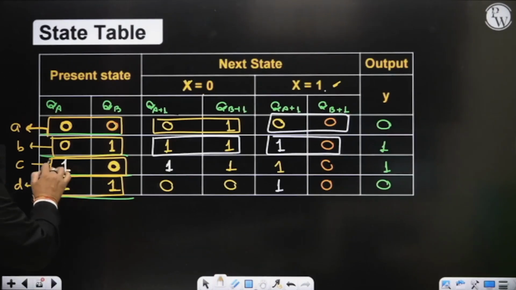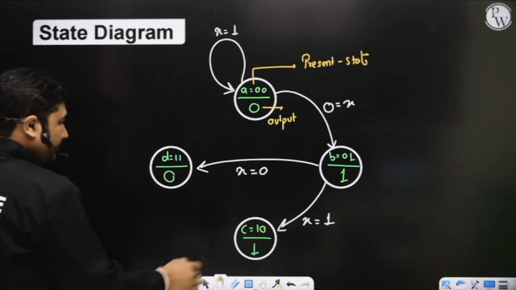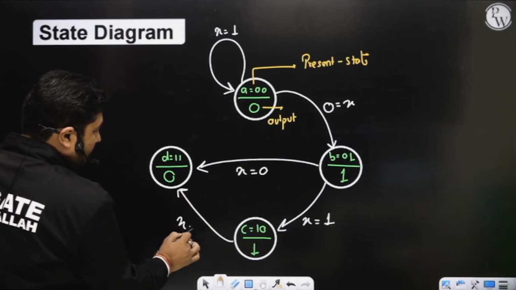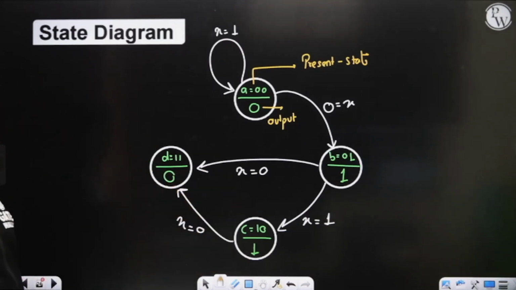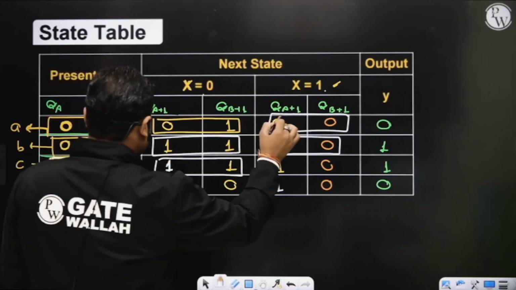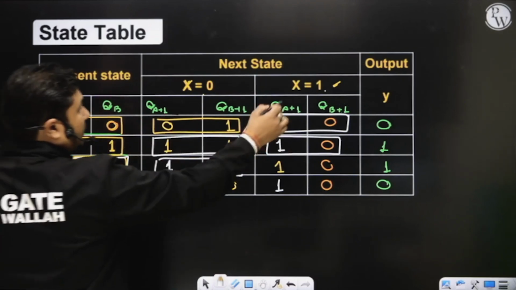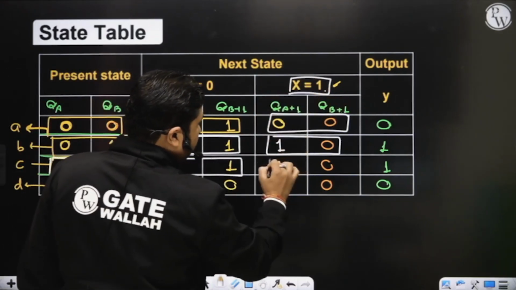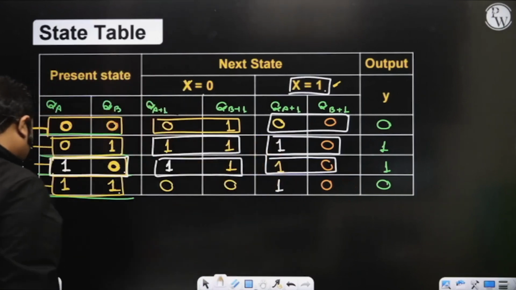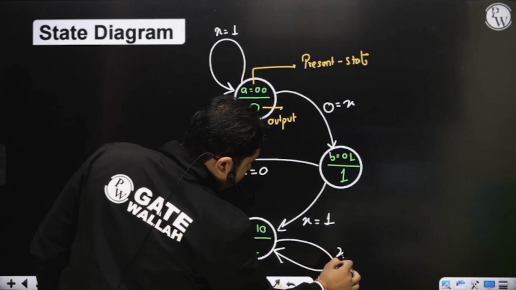Present state C, output 1 0. With x equals 0, it goes to next state D. Present state D, present state C with x equals 1, the next state is 1 0. 1 0 is state C only.